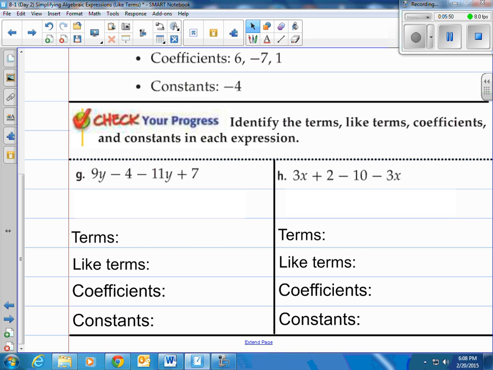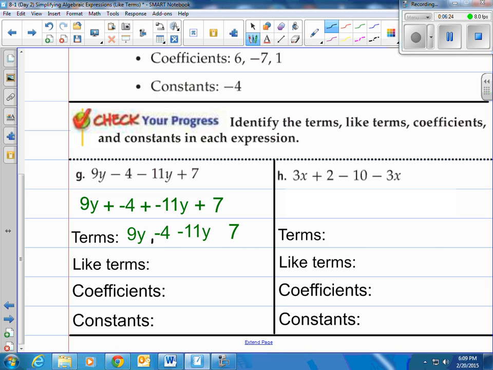Let's look at G here. Again, let's name them all. It says 9y minus 4 minus 11y plus 7. Now, remember, any subtractions you want to change to addition. So if you notice there, we've got 9y plus -4 plus -11y plus 7. What are the terms? Well, we've got a 9y, we've got a -4, we've got a -11y, and we've got a 7. Let me put in my commas there. So we've got 4 terms.